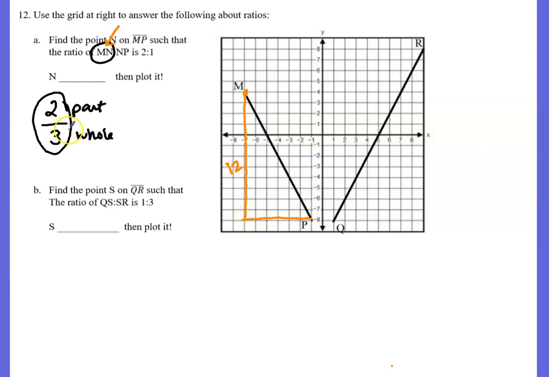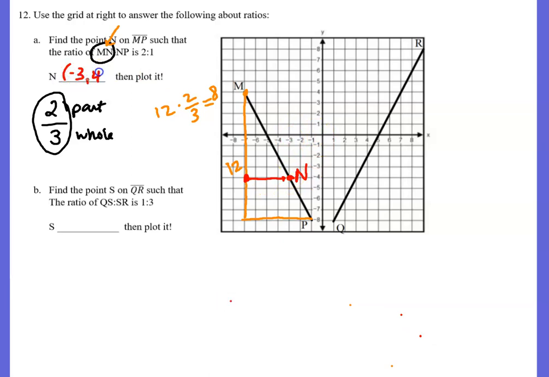So I just need to multiply that side by 2/3, guys. That's it. I'm taking 2/3 of that side. So 12 times 2/3 ends up giving me 8. So then I'm just going to go 8 in the direction of M towards P. So here we go: 1, 2, 3, 4, 5, 6, 7, 8. And then just follow it over. Bing. Now this part, we're going to plot it because they did say to plot it, and we need the coordinates. So N is at -3, -4.